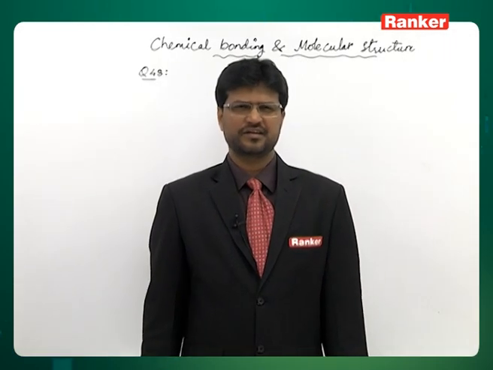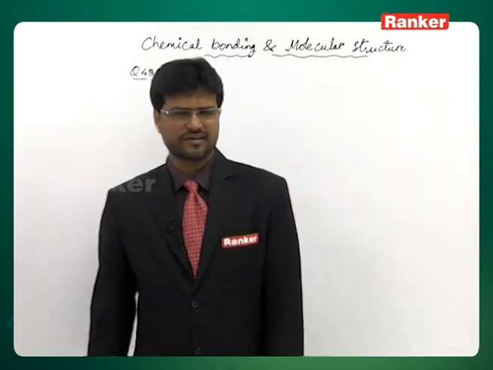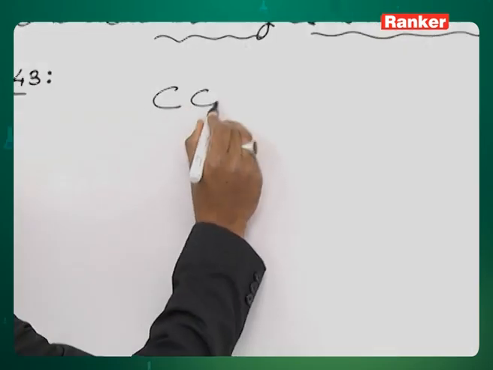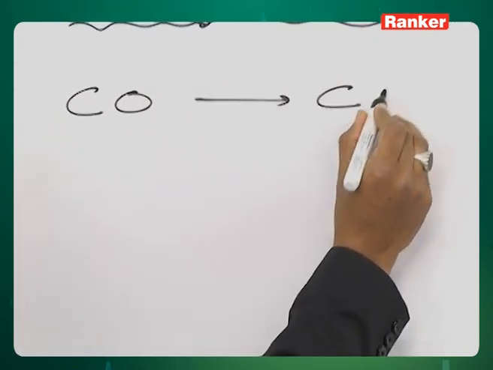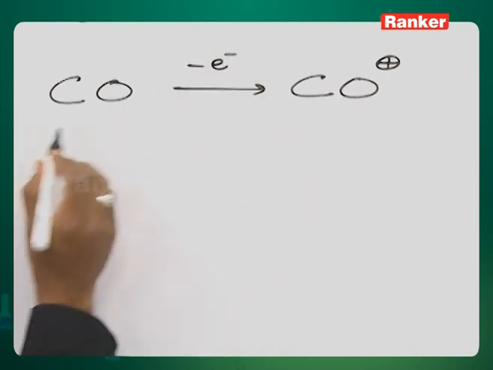Question number 43. In which of the following changes bond order decreases? A is CO to CO plus, B N2 to N2 plus, C H2 to H2 plus, and D H2 to H2 minus. Let's look at these changes. CO becomes CO plus. This is possible due to loss of electron.